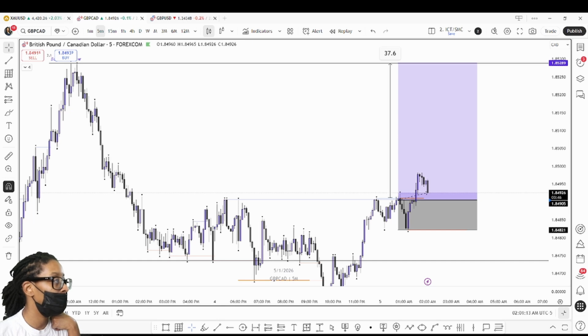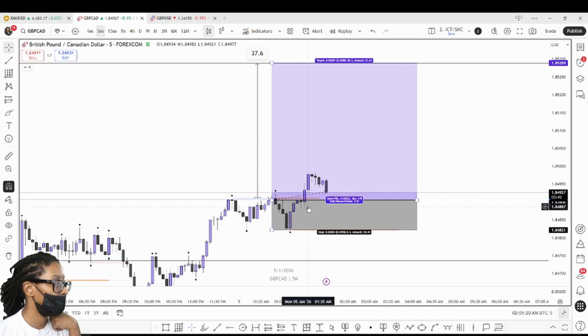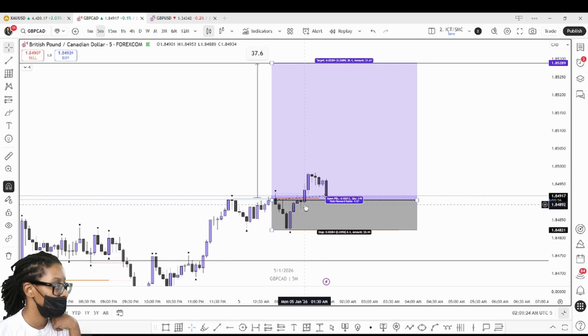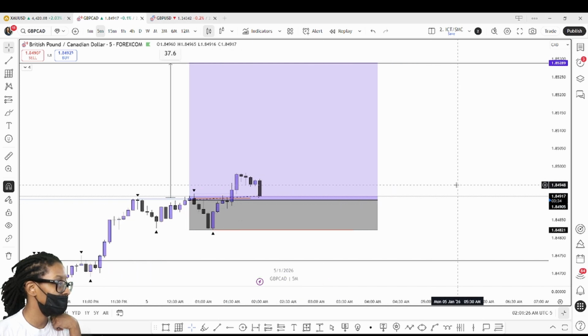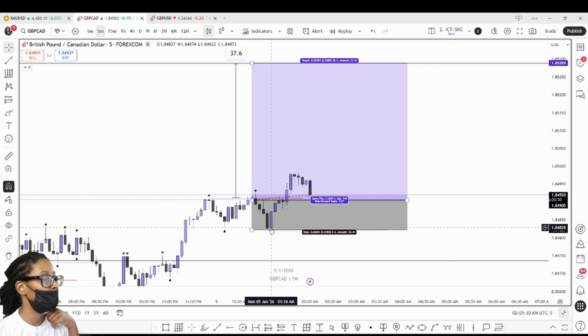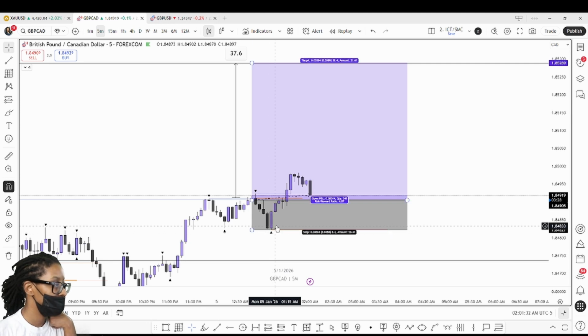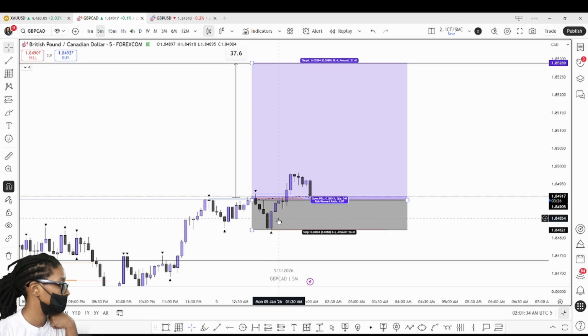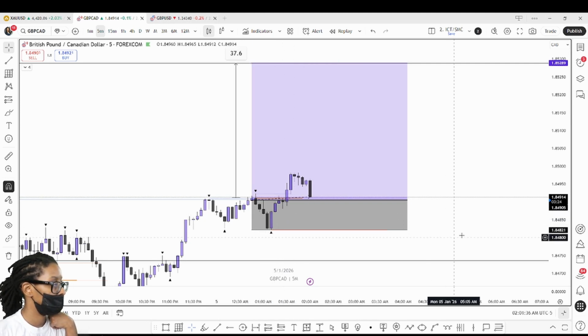So what I am hoping for is, let me go back over here. I'm hoping that price will not close below this wick right here. I guess if we do, it's fine. But I'm hoping that, no, I hope price does not go below this swing point right here. Let's see, we just gotta see.